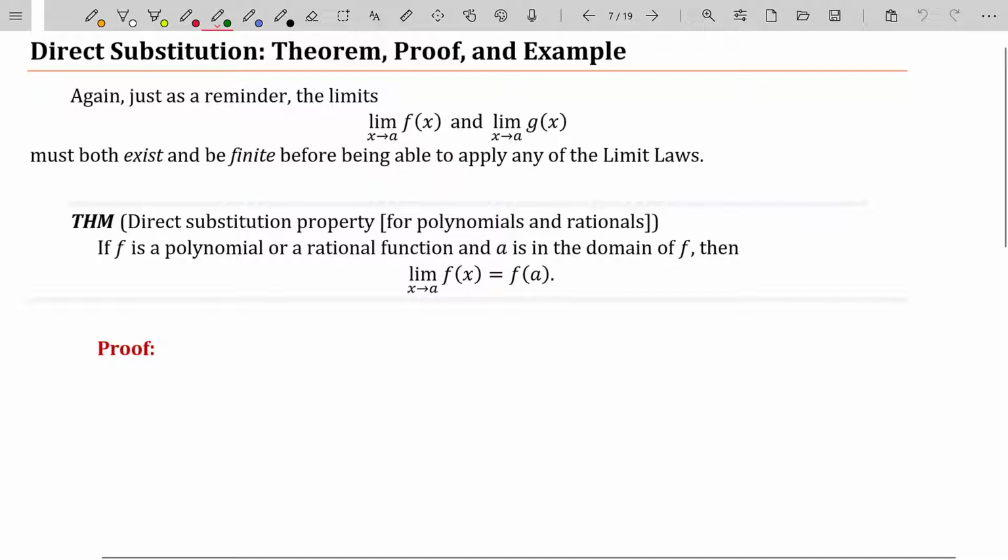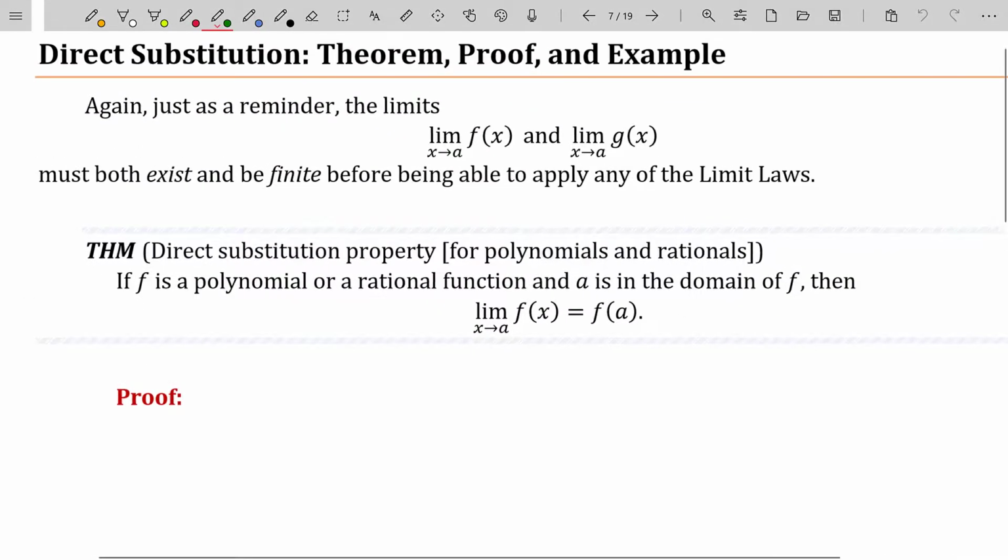But this direct substitution property is actually broken into two separate theorems. One you get introduced to here, and again, like I said, it's only for polynomials and rationals, and then another one that you get introduced to later on. But for right now, let's focus on the one at hand.